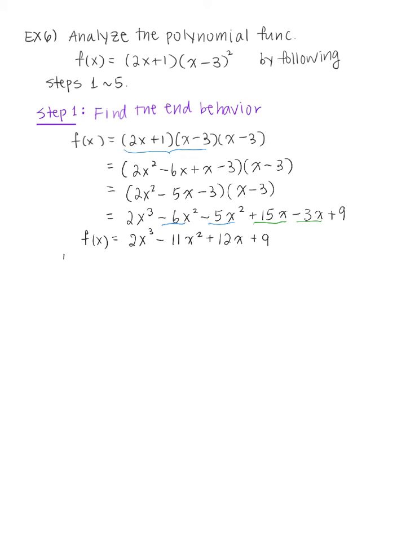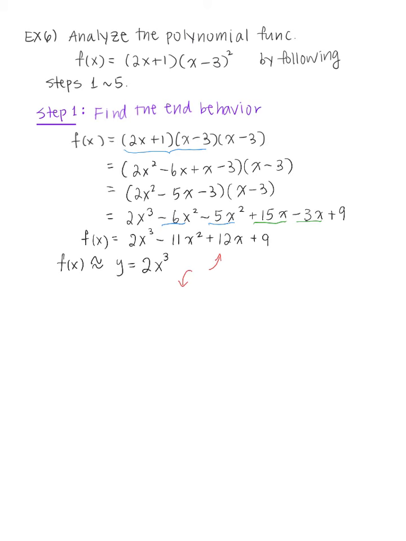So f of x is going to behave just like our power function y equals 2x cubed. Now let's draw out what the tail end is going to look like. We have an odd power and the coefficient is positive. So that means we're going to have the disco motion going this way. That is going to be the tail end of our graph.